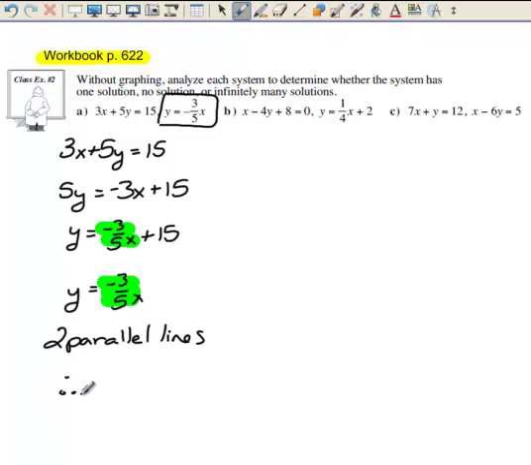In other words, therefore, there are no solutions. The two graphs will never cross each other. They're two lines that run parallel to each other for infinity. They don't cross each other.